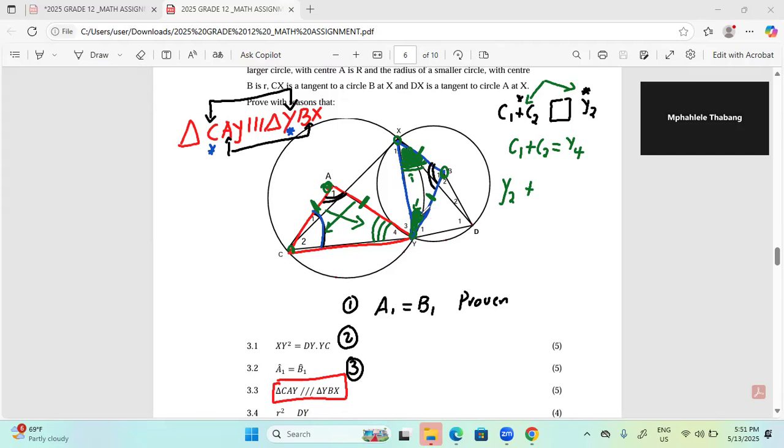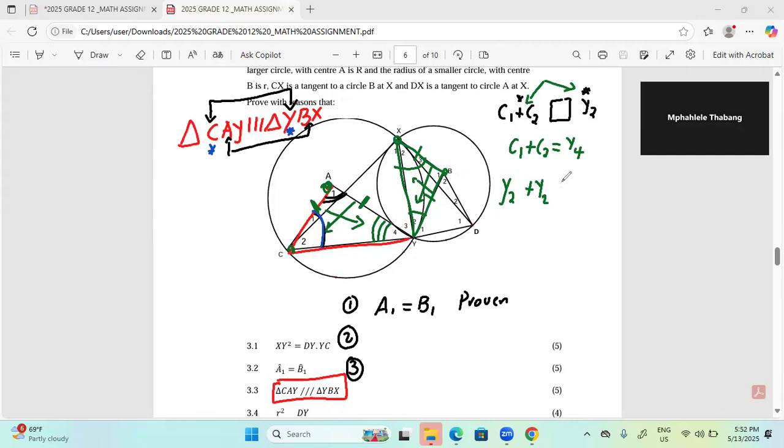So I will say, okay, let me raise so that you can see. My focus is on the triangle BXY. So I know y2 equals x2 plus x3 because this side equals this side. So these angles, opposite to equal sides, are equal. So I'm going to say y2, and this x2 plus x3, I will just call it y2 as well because x2 plus x3 equals y2.